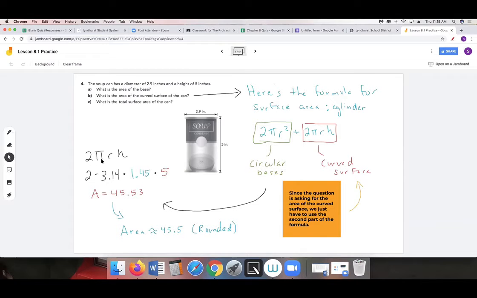So we have it over here, 2 pi r h, 2 times 3.14, times the radius, again, is 1.45, times the height is 5. Multiply that all out, I get approximately 45.5 inches squared. I didn't put inches squared, I'm sorry. It's embarrassing. Next one.